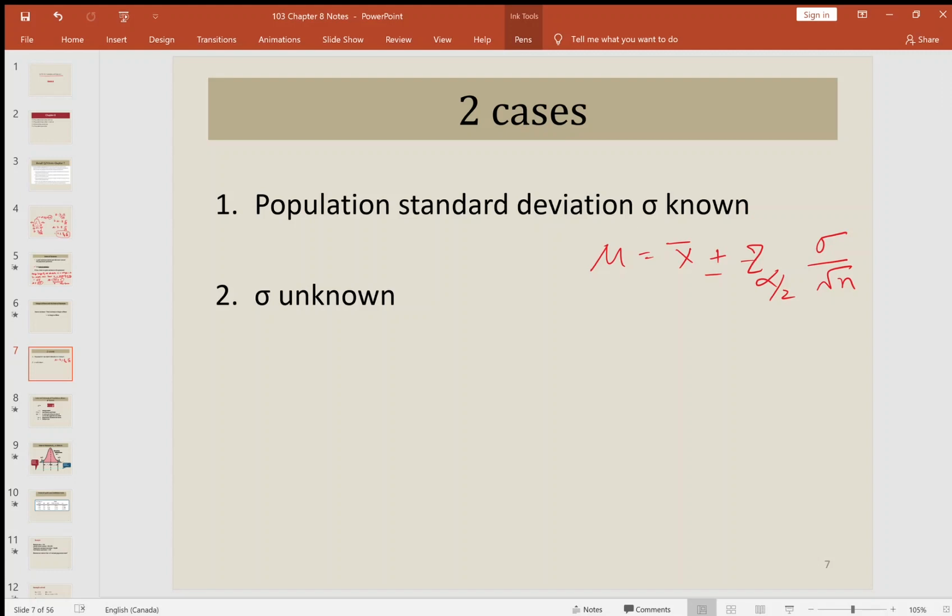Now when sigma is unknown, the second case, we will use a similar formula. So mu is equal to x bar plus minus t alpha by 2 times s divided by square root of n. Now z is replaced by t. Everything else is the same as before. Now s is your sample standard deviation. If you do not know what a t-distribution is, please look up the other video where I've explained the t-distribution and how to look up the t-tables. And we will be doing some examples in this video.